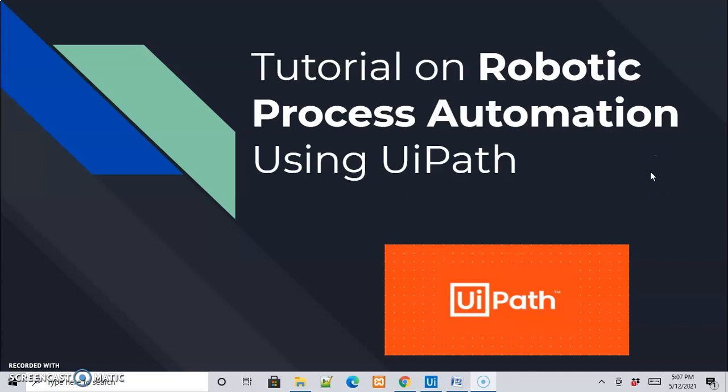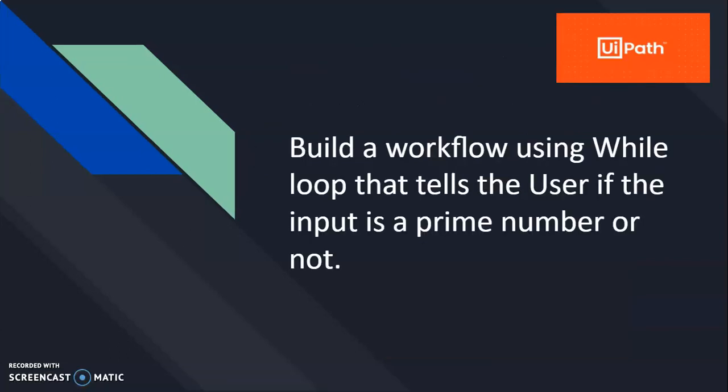Hello and welcome to the tutorial on robotic process automation using UiPath. So in this session, we'll consider an example to build a workflow using while loop activity that tells the user if the input is a prime number or not.